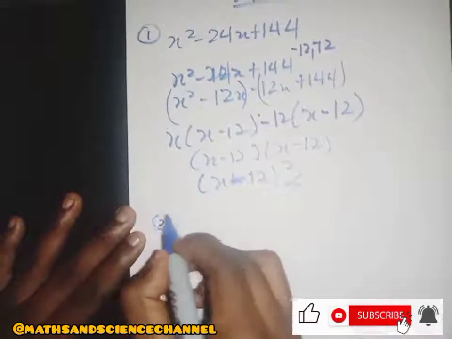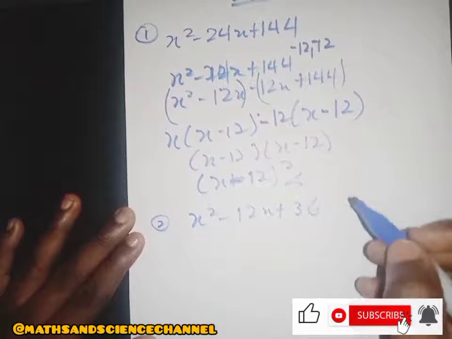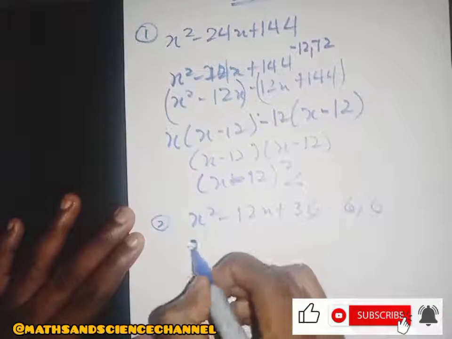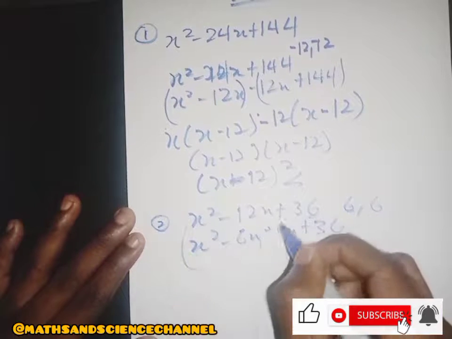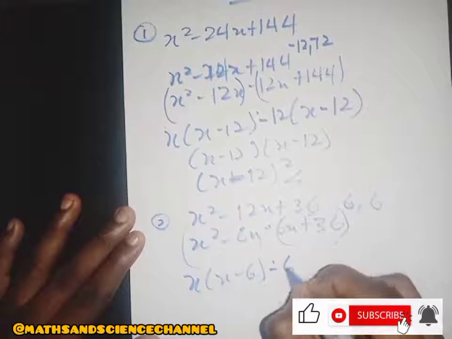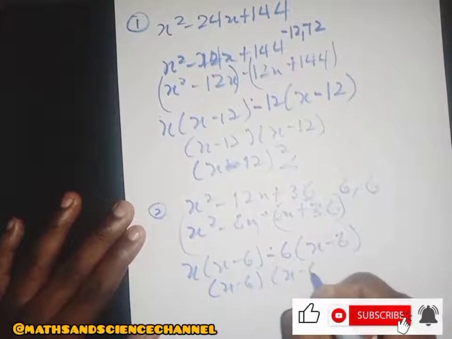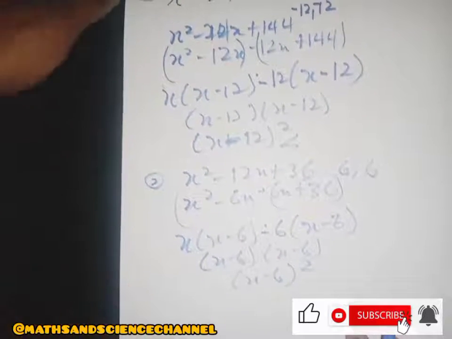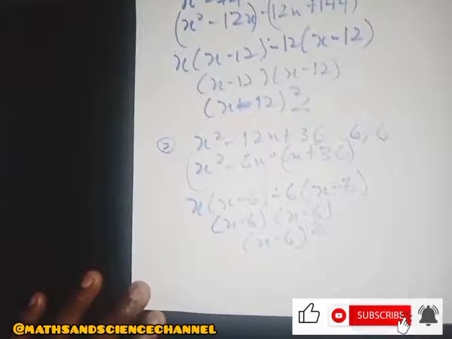Now for the second part, we have x squared minus 12x plus 36. Now it is just 6 and then 6, right? 36 is a perfect square, so we have minus 6x here, minus 6x here plus 36, and then when we take this and also take that, we have x minus 6, and then we have minus 6, and we have x minus 6 here, right? So we have x minus 6 and then also x minus 6 here, and therefore x minus 6 squared in this case, right?